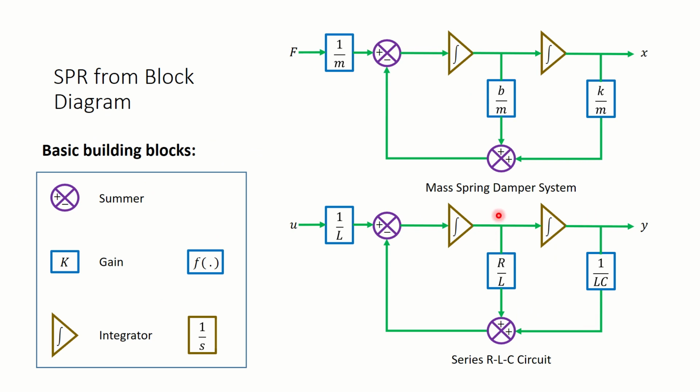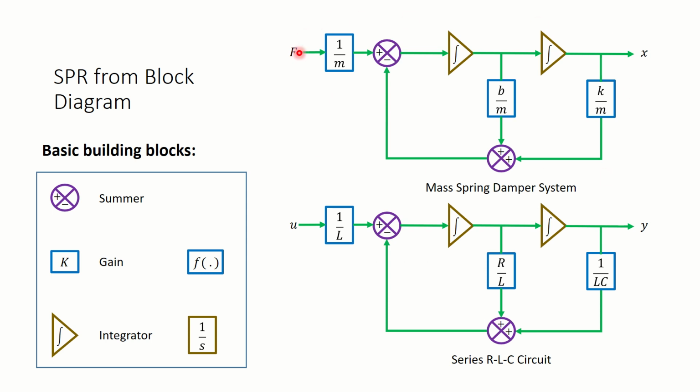So you see that x2 is passing through r by l, x1 is passing through 1 by lc, so this is getting added up and a minus sign is placed. Then u is passing through 1 by l, and that forms x2 dot. So then your equation is done, and here it is x2, which is x1 dot. So x1 is sitting here, here x1 dot is sitting, this is x2, so x2 is equal to x1 dot.